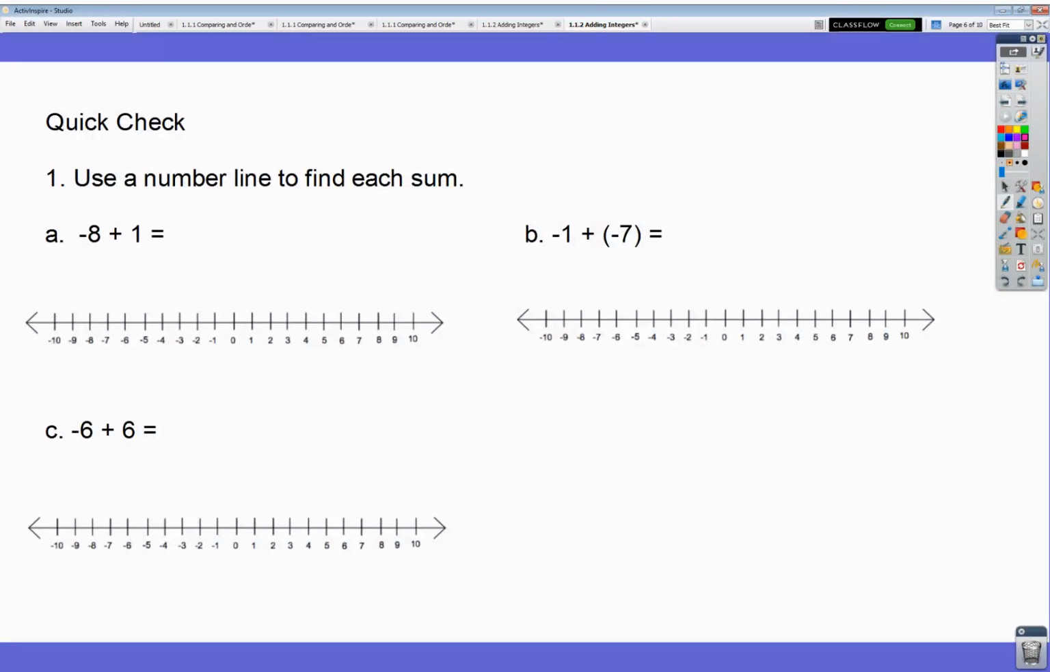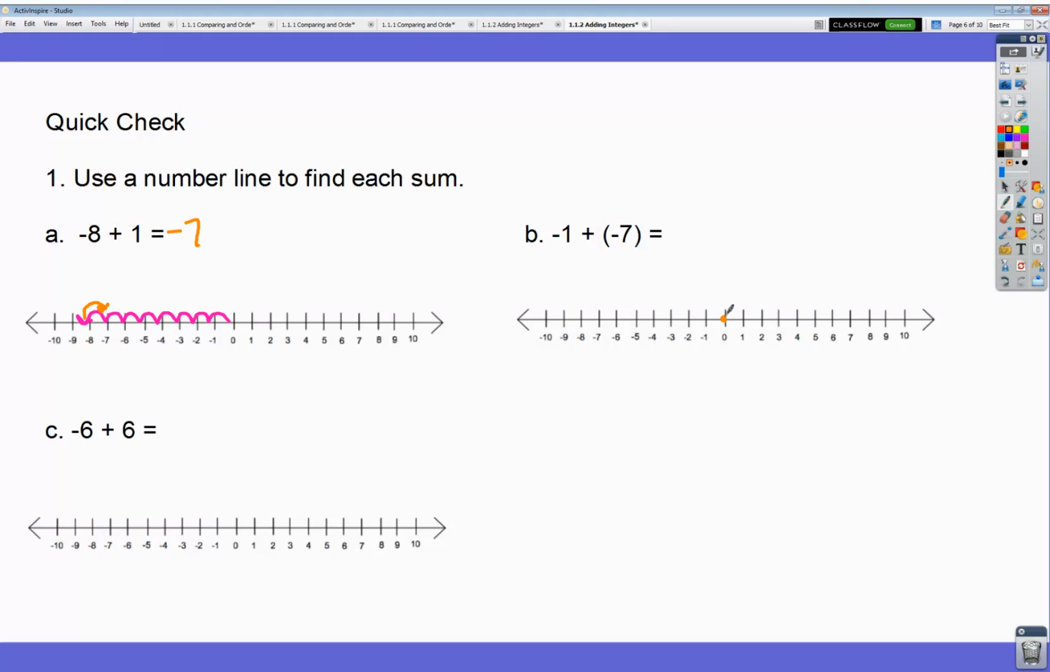Okay, letter A, start at 0. We go 8 to the left. 1, 2, 3, 4, 5, 6, 7, 8. And then we move 1 unit to the right for an answer of -7.